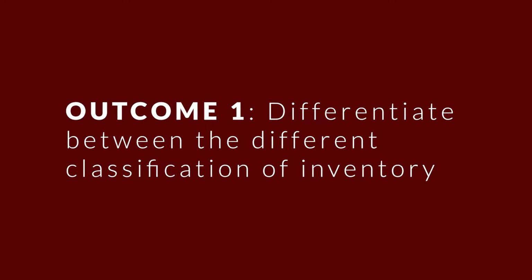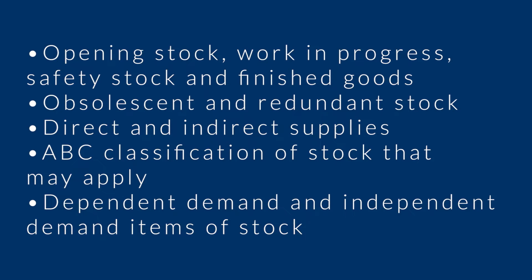So the first learning outcome is differentiate between the different classification of inventory. The first thing you need to know here is that there are many ways in which inventory can be classified. You're talking about opening stock, work in progress, safety stock and finished goods, obsolescence and redundant stock, direct and indirect supplies, ABC classification of stock, that too may apply, dependent demand and independent demand items of stock.